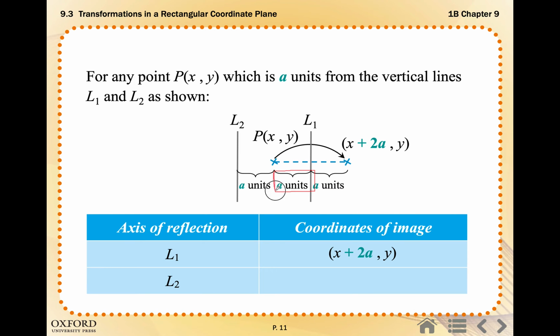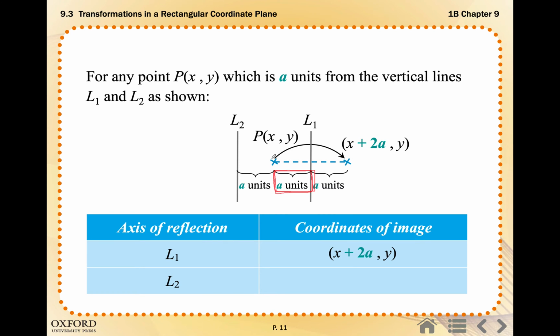So the main idea is that you have to find out the distance between point P and the line L. That is A units. What is the value of A? That means the distance between the point P and the vertical line L1. Then remember, the distance between point P and the image of P should be 2A, because you should go a further A units. So totally the distance between the point and the image should be 2A. If it is going to the right-hand side, then x plus 2A, and the y coordinate should remain unchanged.